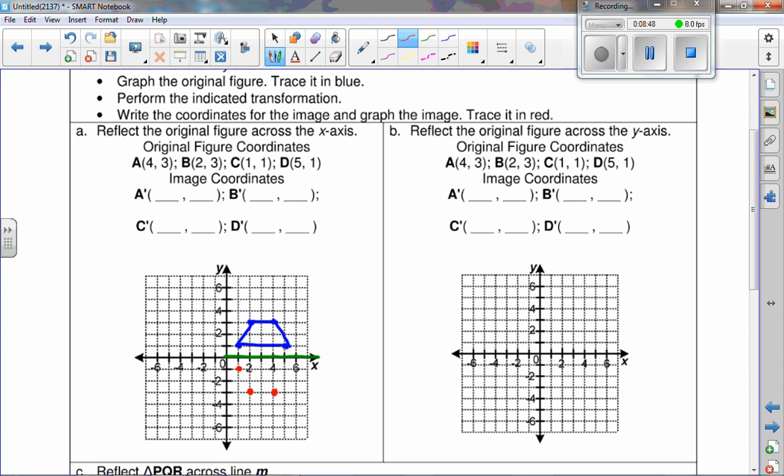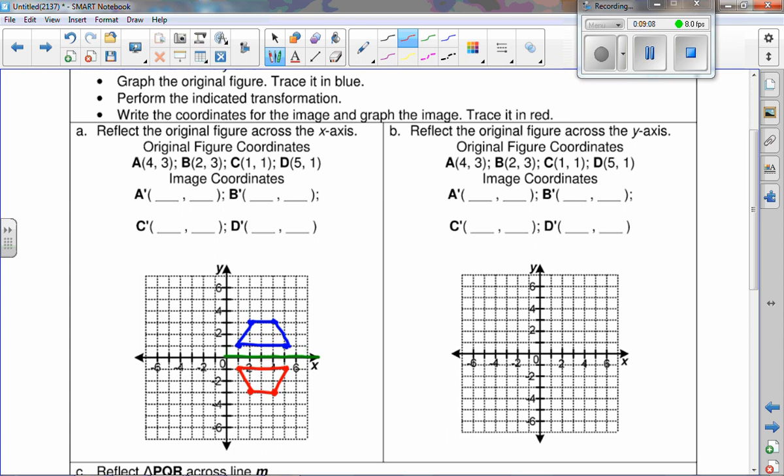And then for D, I would still go over 5, but I would go down 1. Now if I draw that trapezoid, it should look like a reflection. So if you fold it over the x-axis, they should match up. So let's label our points, the new points that we did.